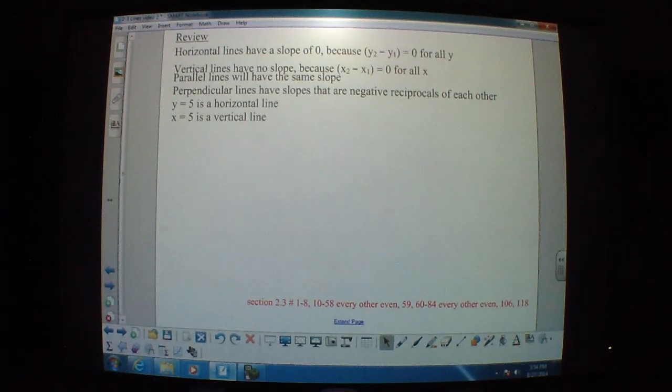Homework for this section: 1 through 8 all, 10 through 58 every other even, 59, 60 through 84 every other even, 106, 118.